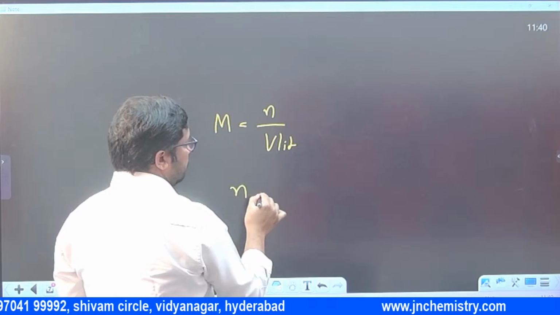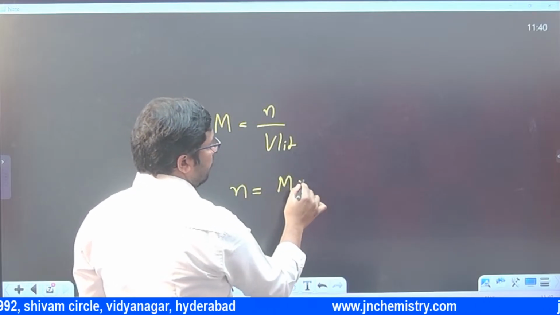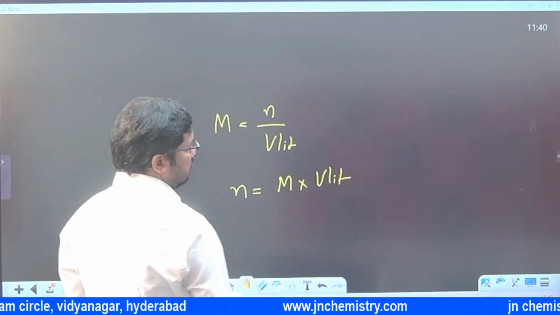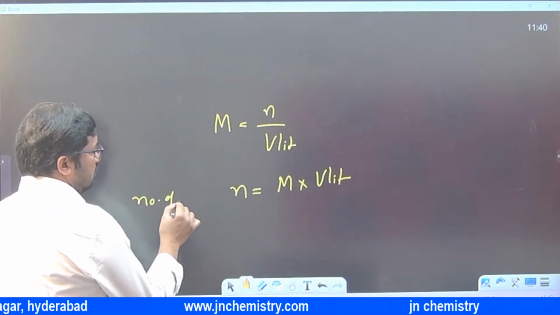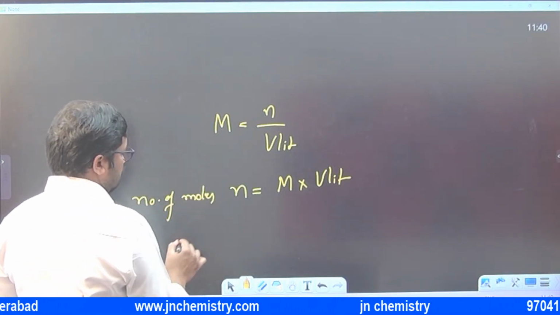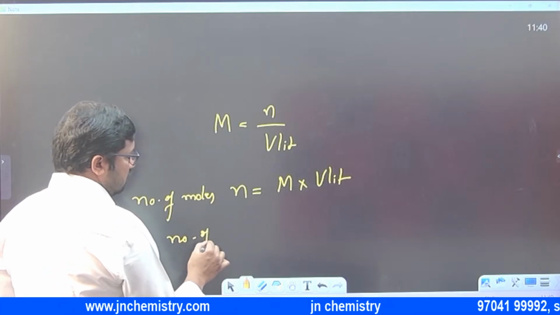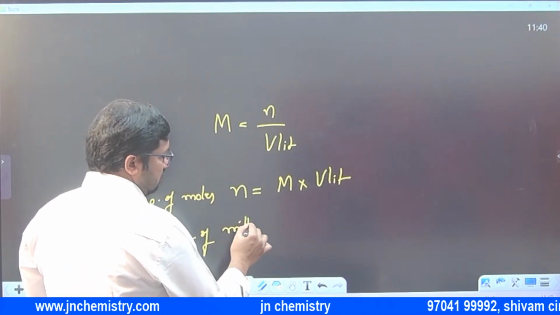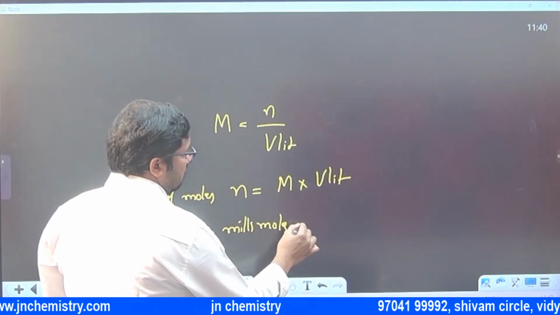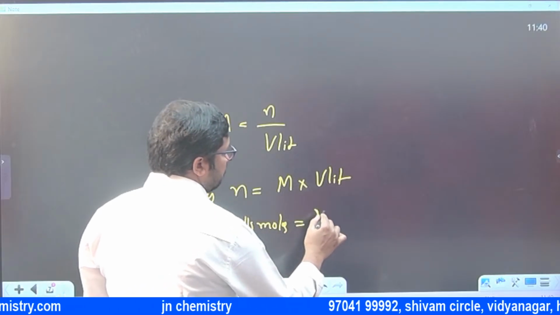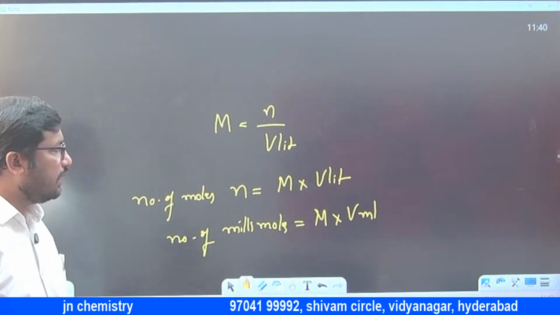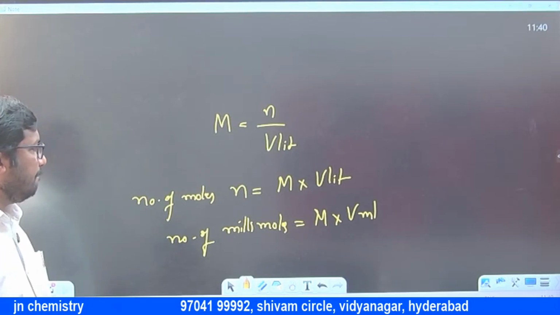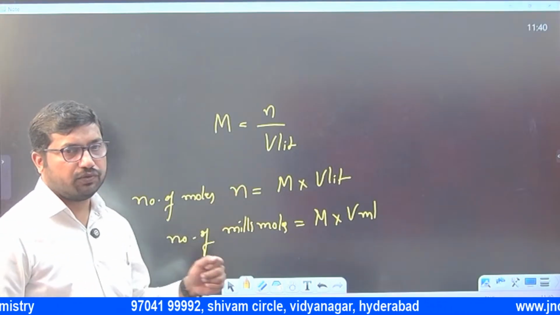Next, molarity is equal to n by V in liters. Number of moles is equal to molarity into V in liters. Okay, write it down: number of moles. Number of millimoles is equal to molarity into V in ml. Millimoles, number of moles.